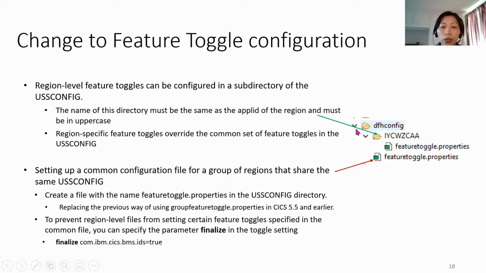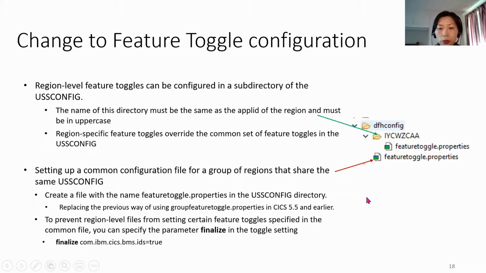Now a USS directory in your SIT parameter can point to a zFS directory. For example, here you have a DFHCONFIG folder, and under that folder you would have this featuretoggle.properties file. The name is fixed. That file works as a common configuration file for a group of regions, which share it by pointing to the same USS config SIT parameter being specified.